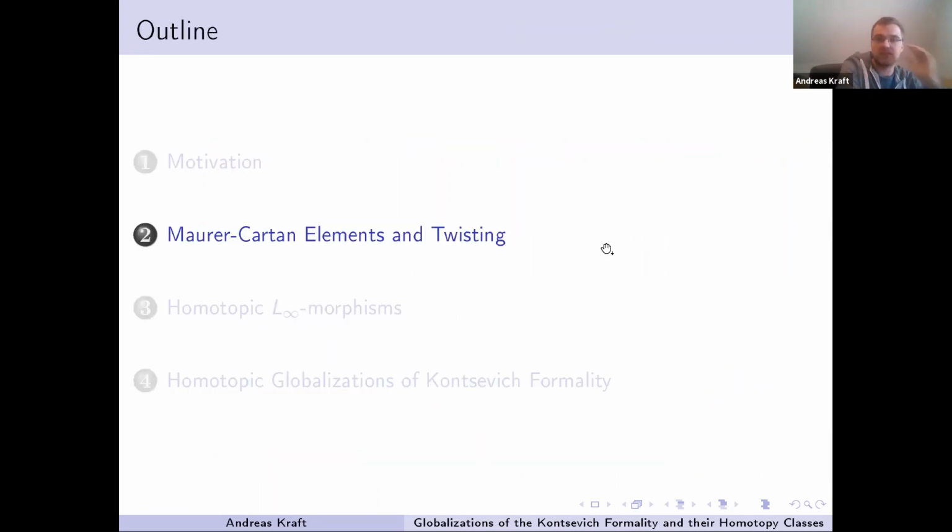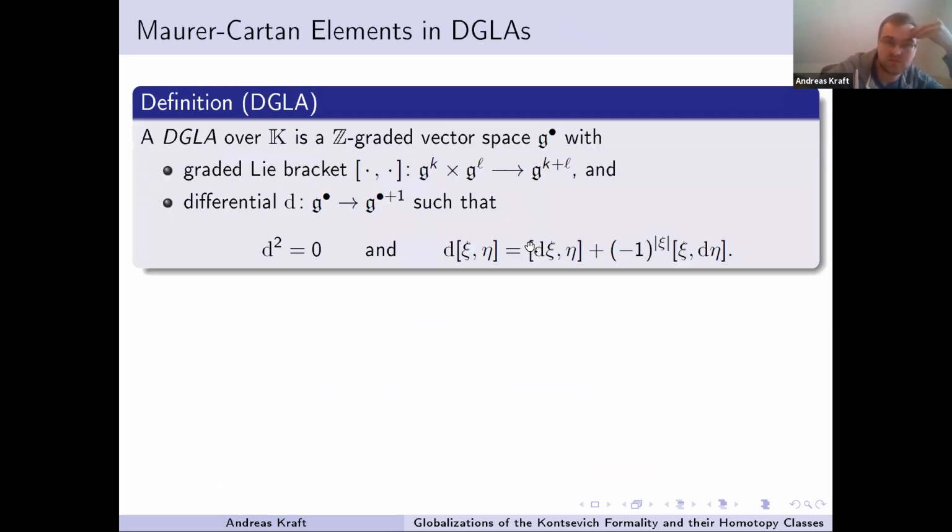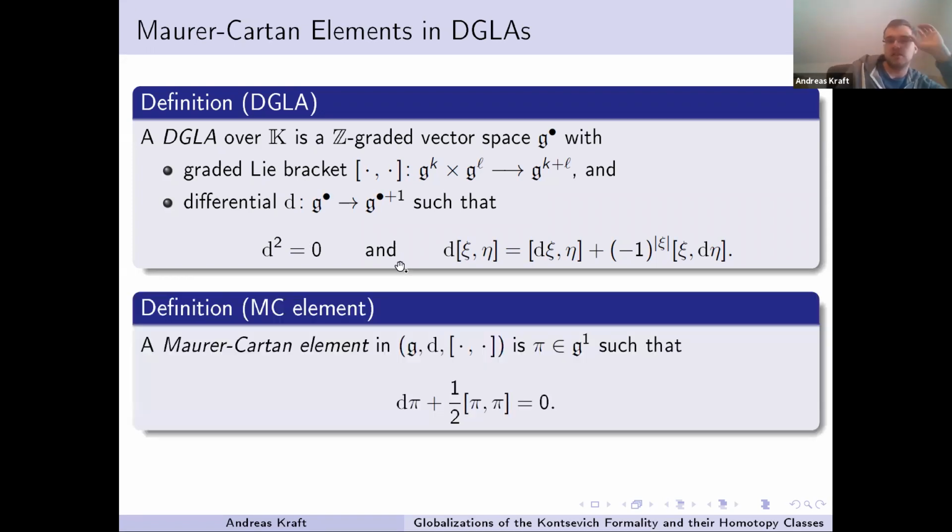Let's start with the basic definitions. A DGL-infinity, differential graded Lie algebra over some field of characteristic 0, is just a graded vector space with a graded Lie bracket, so it's graded antisymmetric and satisfies the graded Jacobi identity, and some differential of degree +1, squaring to 0, and satisfying the Leibniz identity. And a Maurer-Cartan element in here is an element of degree 1, satisfying this Maurer-Cartan equation. So if the differential is 0, like for vector fields, this is just an element that commutes with itself. So a Poisson structure in this case.